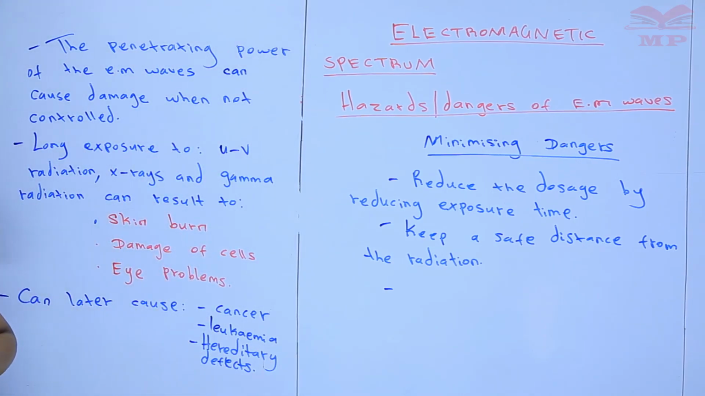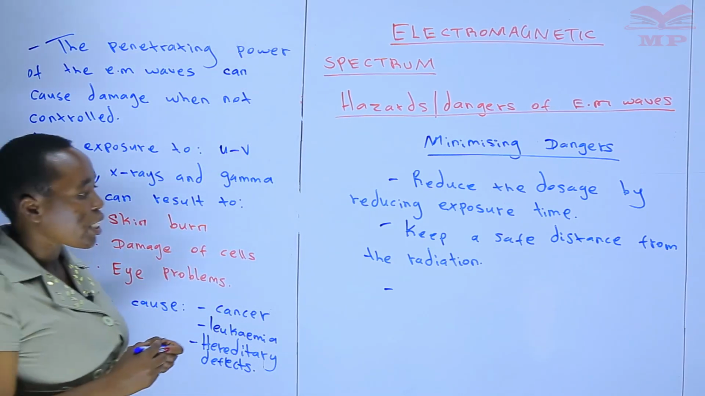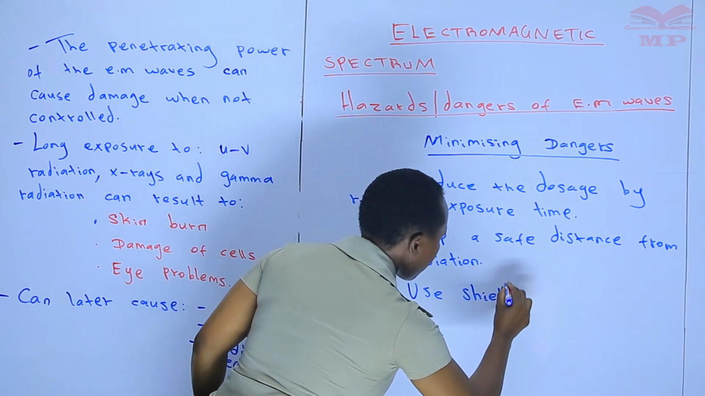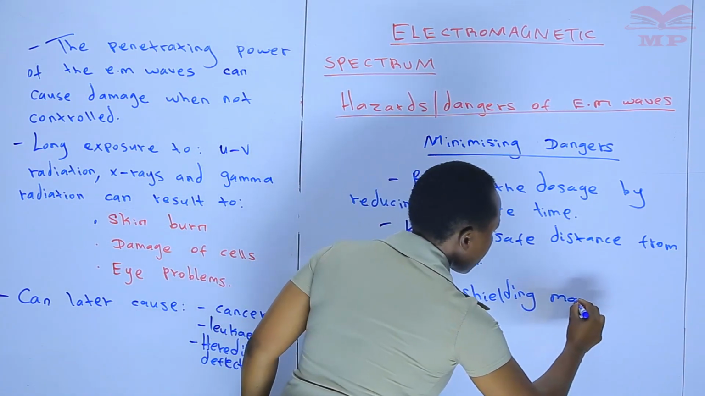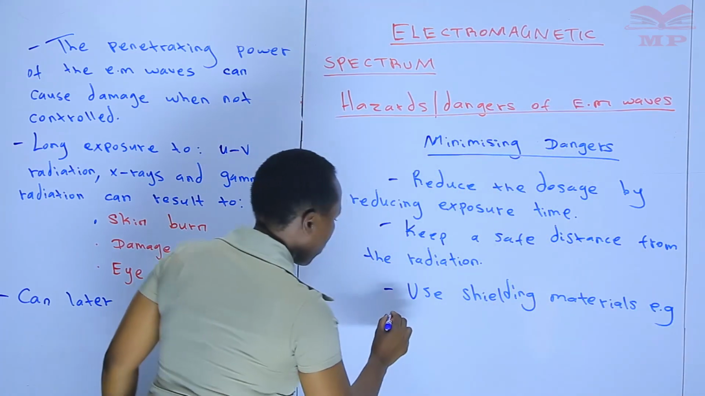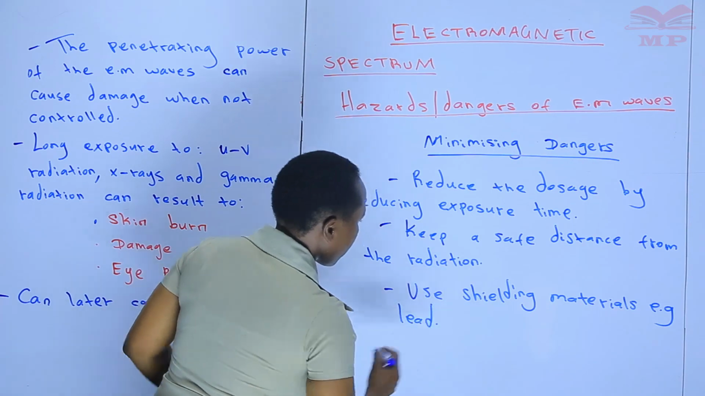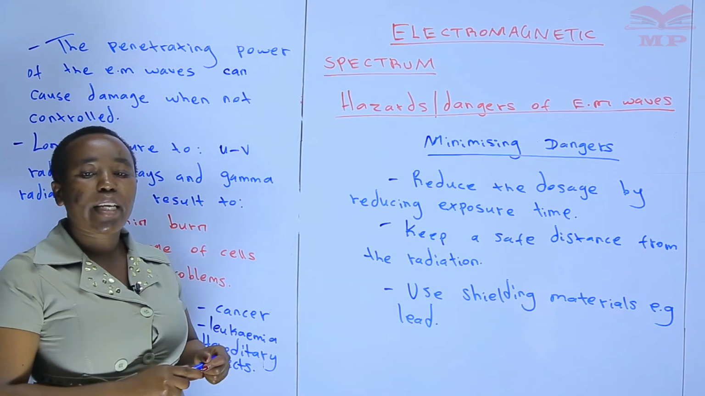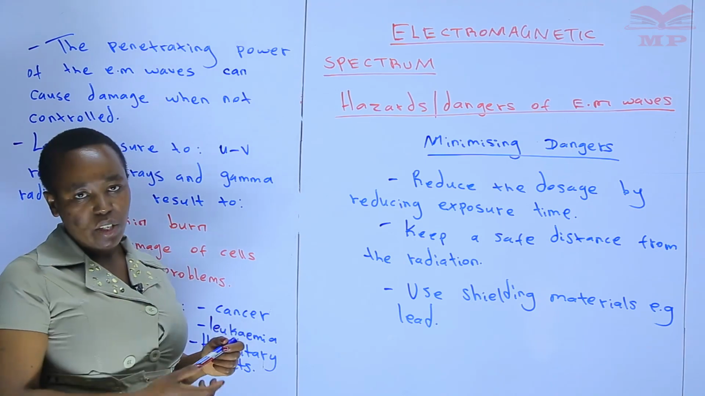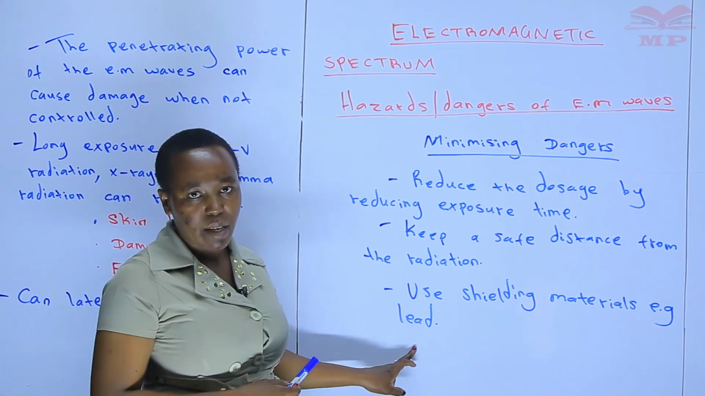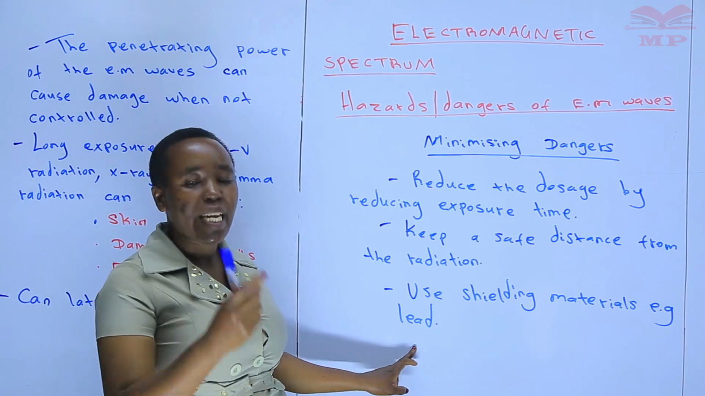Then lastly, it's always good to use shielding materials, e.g. what we call lead. Lead is a metal of high density, and it is able to absorb those radiations. So the radiations cannot penetrate lead because it is a metal of high density.